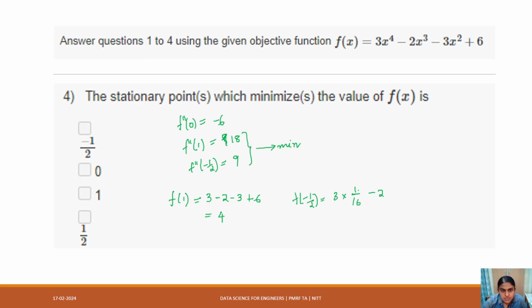The stationary points are asked, the stationary points which will minimize the values. Just writing the answer, it's not required also: minus 3 into minus 1 by 2 the whole square plus 6. You can find out the answer. So for this question, it just asks the stationary points which will minimize the values. So it can be, yeah, A and C.